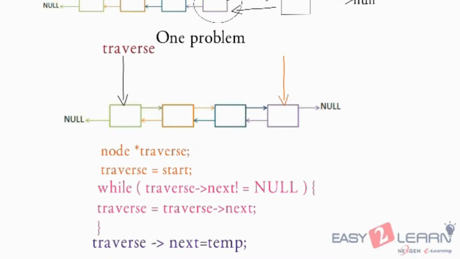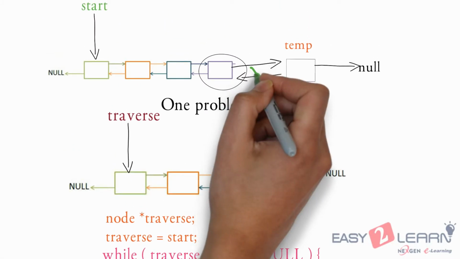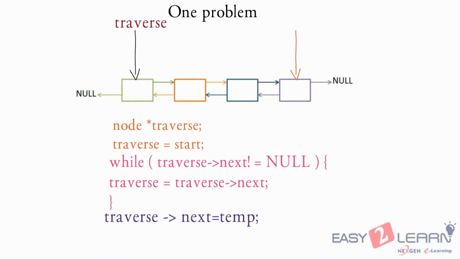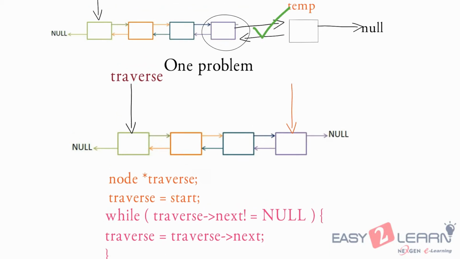Very simple. So here, observe. So the traverse of next is assigned to temp. Now the temp previous pointer is assigned to traverse.